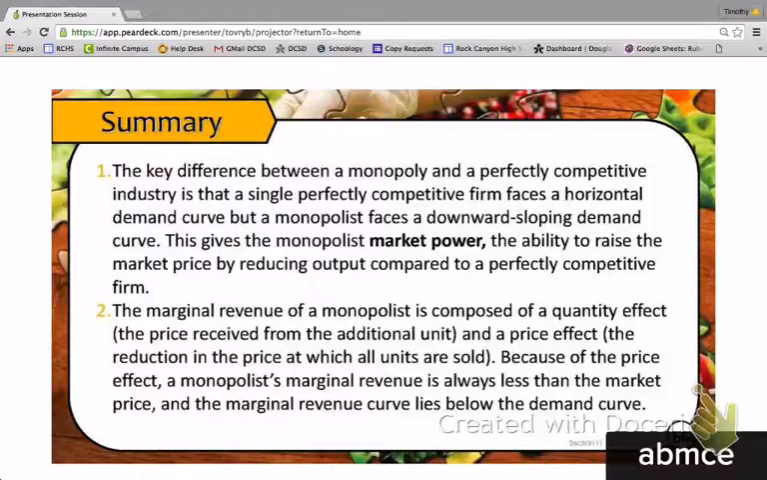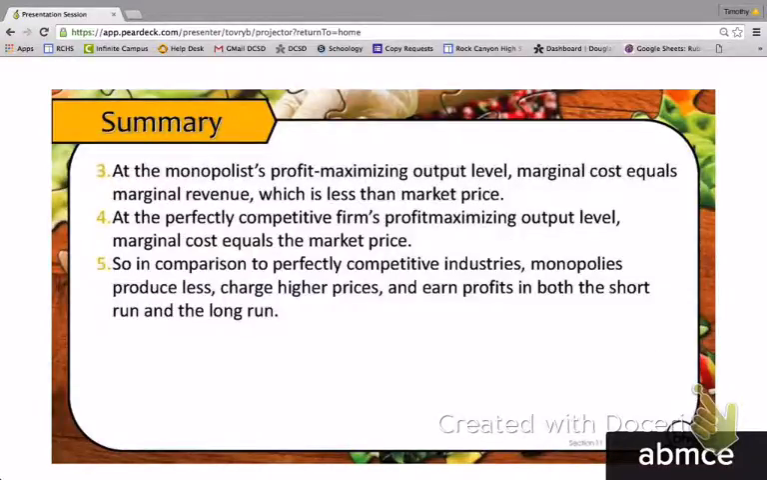So here is a summary of what we've learned in this module. And this concludes our look at Module 61, Introduction to Monopoly.